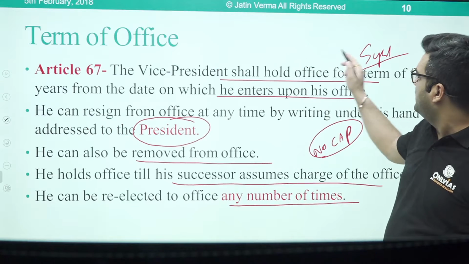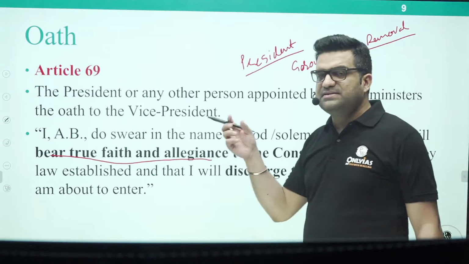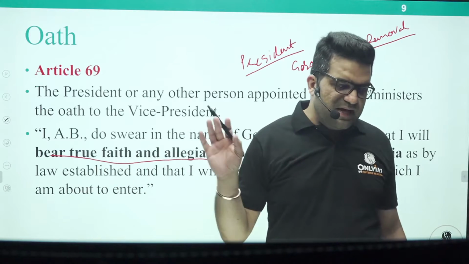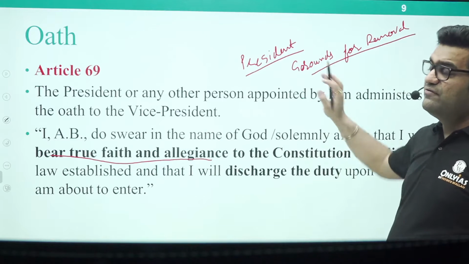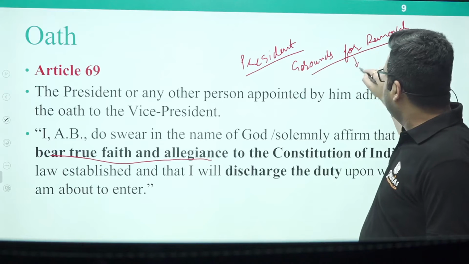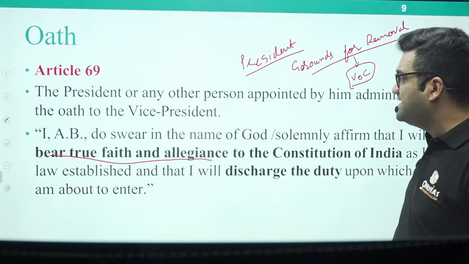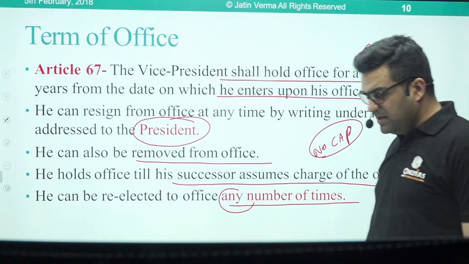As I said before, the grounds for the removal of the president are mentioned. Briefly, it is written that it is violation of the constitution. Then incapacitation etc. are secondary grounds, but for the president, violation of the constitution is the brief ground that is mentioned. In case of the vice president, no such ground is mentioned. Clear? So this is there.